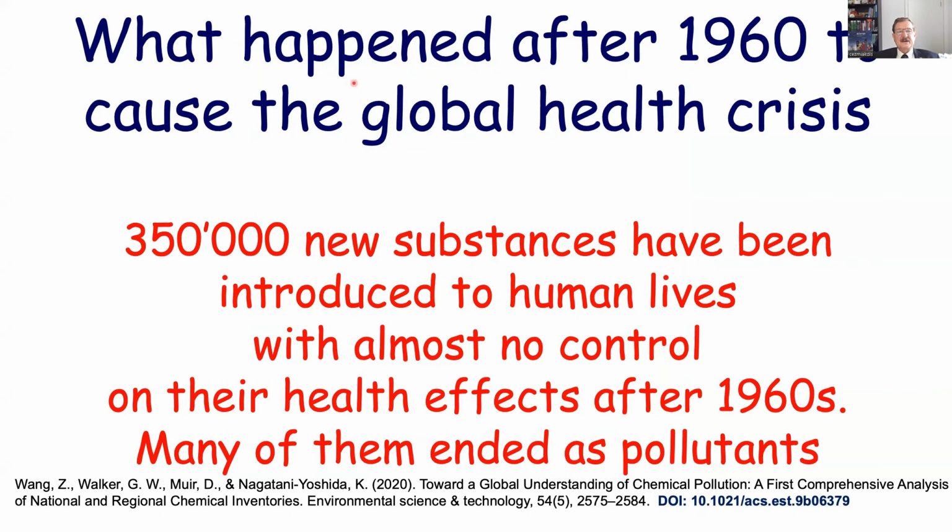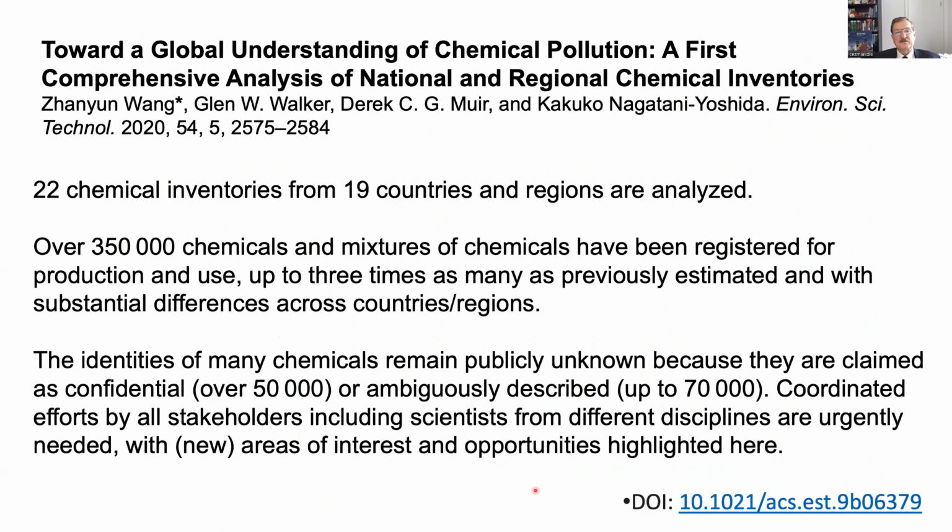So what happened after the 1960s to cause the global health crisis is a very important point. We have 350,000 new substances that are introduced to human lives. We know it from these publications. You can just enter the DOI number and find this paper. This paper is very interesting, and it is very good to know this as humans, but we didn't know it actually. Many of you still don't know these things.